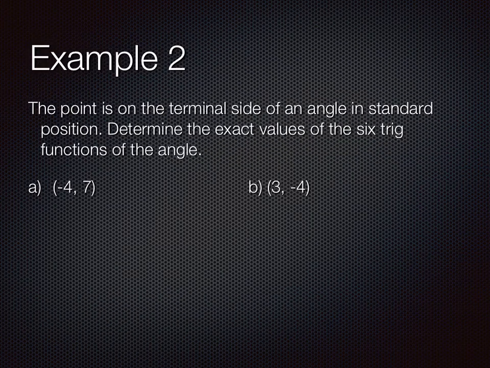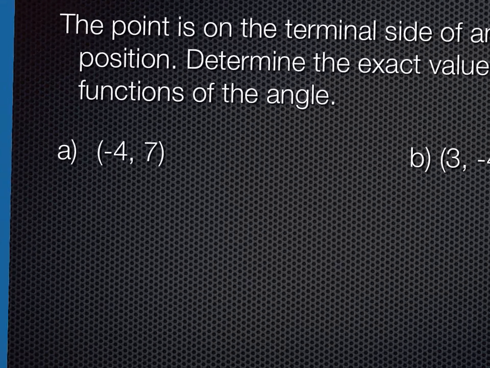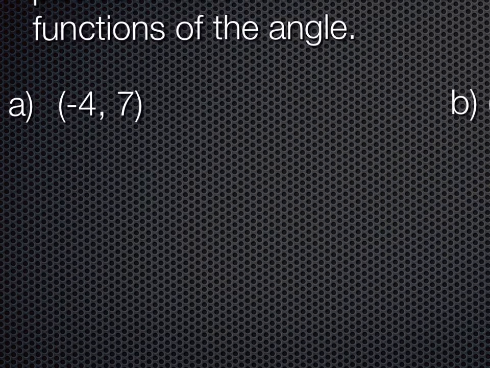Example 2 says the point is on the terminal side of an angle in the standard position. Determine the exact values of the 6 trig functions of the angle. So the only difference between these and what we just saw is that these don't give you the drawing. You got to do that first. So (-4, 7), if you think about starting at your origin, would be back 4 and up 7. And the hypotenuse could be drawn as the radius to connect them.